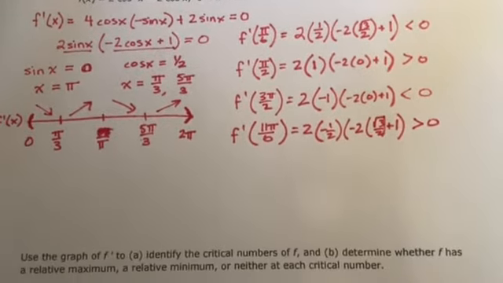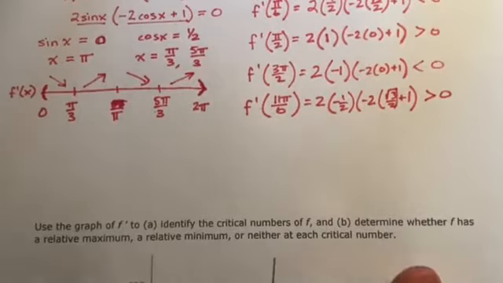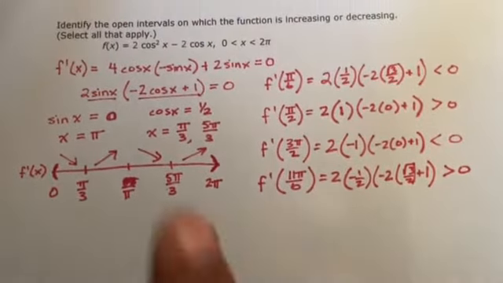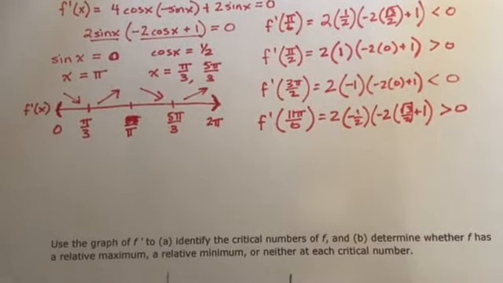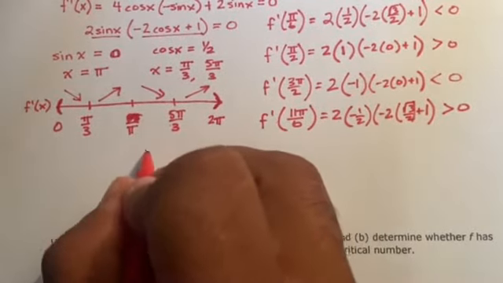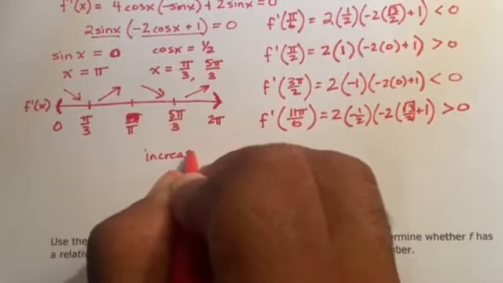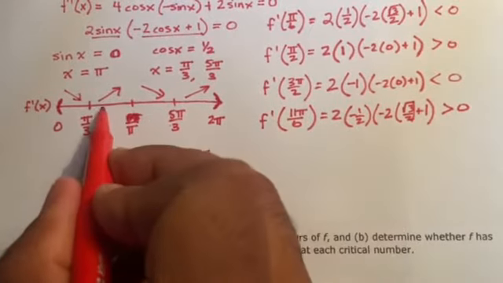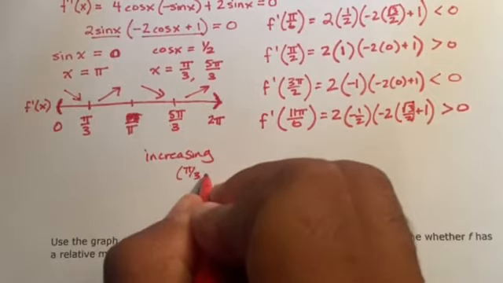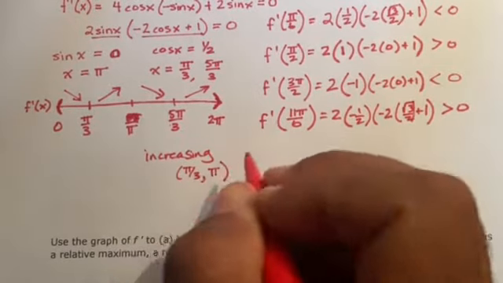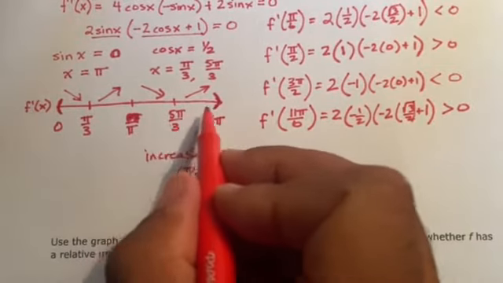So the end result of all that is, going back to the original question, identify the open intervals where the function is increasing or decreasing, right? So now I know it's going to be increasing from pi over 3 to pi, and also from 5 pi over 3 to 2 pi.